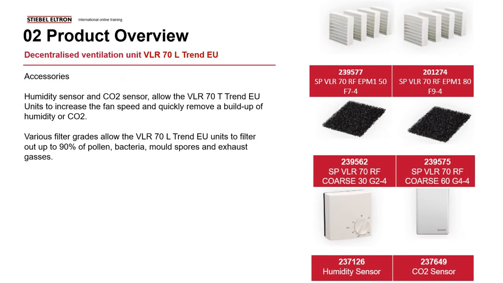Each ventilation installation can be slightly different, which is why we offer a wide range of accessories for the VLR 70 L Trend EU. Whether it be filter upgrades, internal or external side, to improve indoor air quality even further, or if the property has a particular problem with moisture, we offer a humidity sensor to fit into the system. Or perfect for HMOs, we also offer a CO2 sensor to ensure CO2 levels are kept to a minimum.